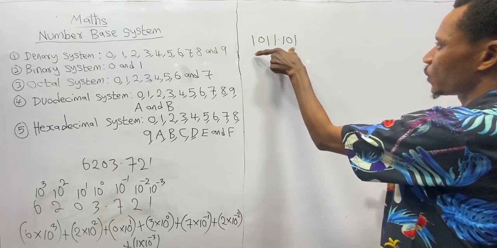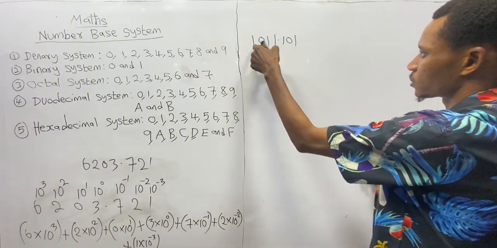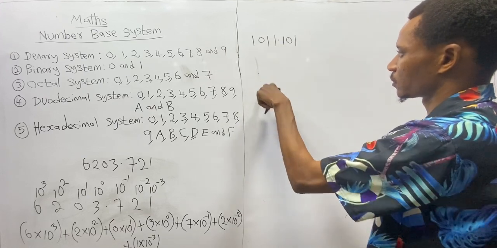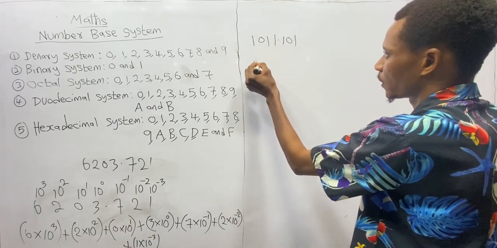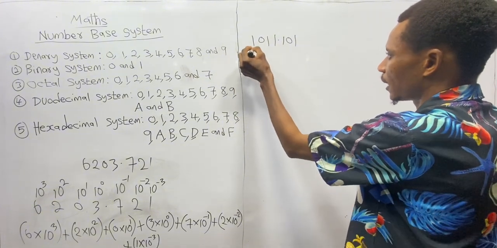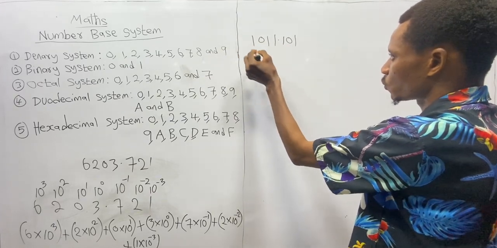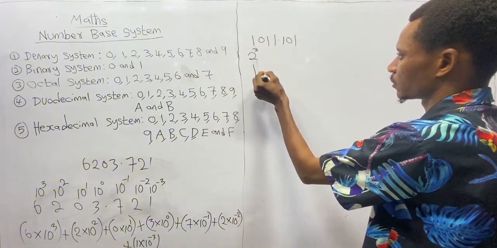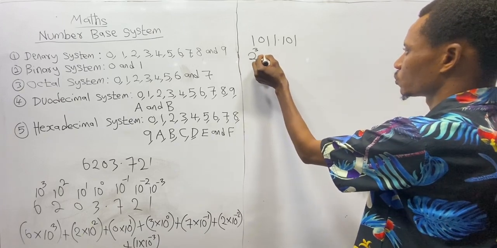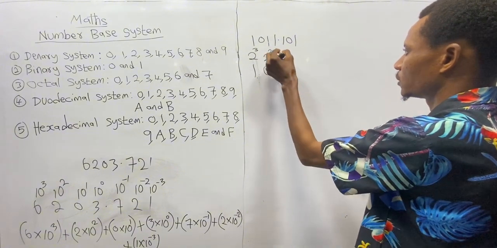So, if you want to write it the way we have done for base 10, you just have to take the first number, 1, and that 1 will be base 2. We are taking base 2, 2 raised to the power of 3. Then this second one, 0, will be 2 raised to the power of 2. This one will be 1.